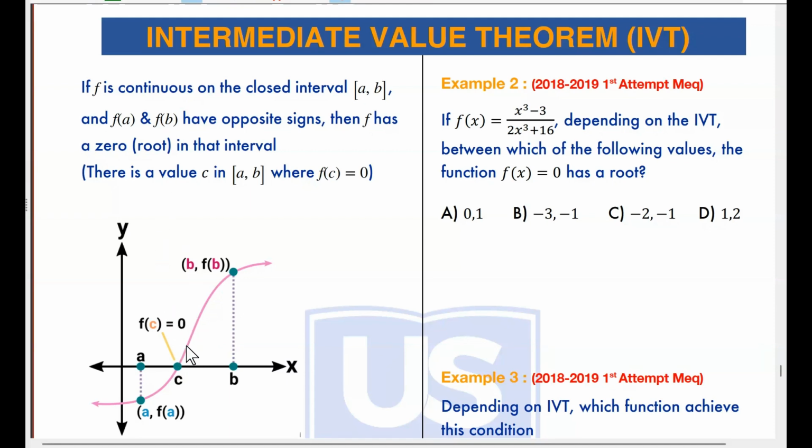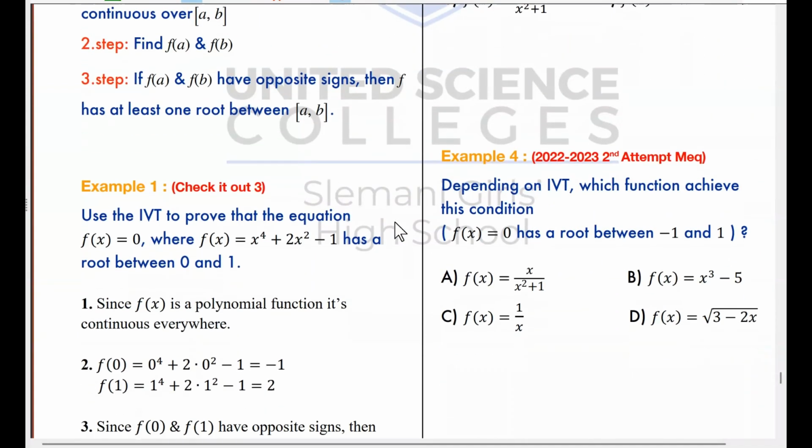So in either case, we are going to check continuity first. Our function should be continuous in order to have a root between them. So the first step is always checking the continuity. Second step is checking the sign of f of a and f of b. Let's take a look at the question. First question.